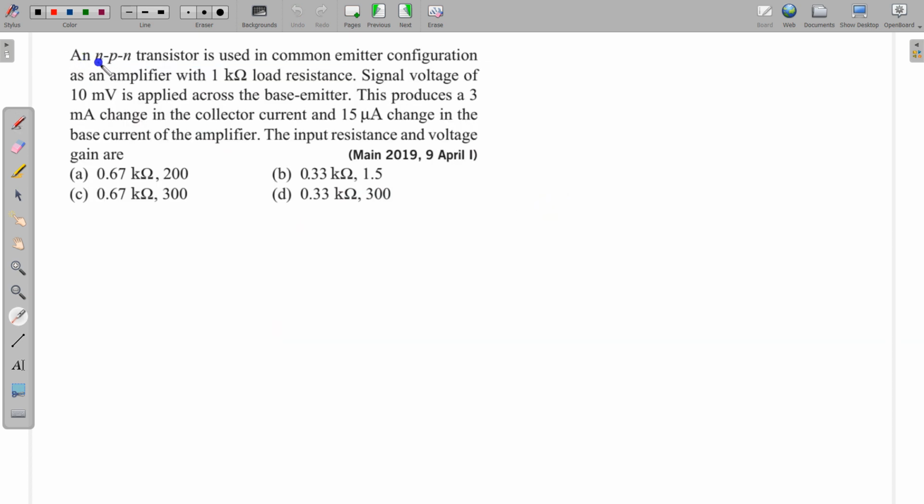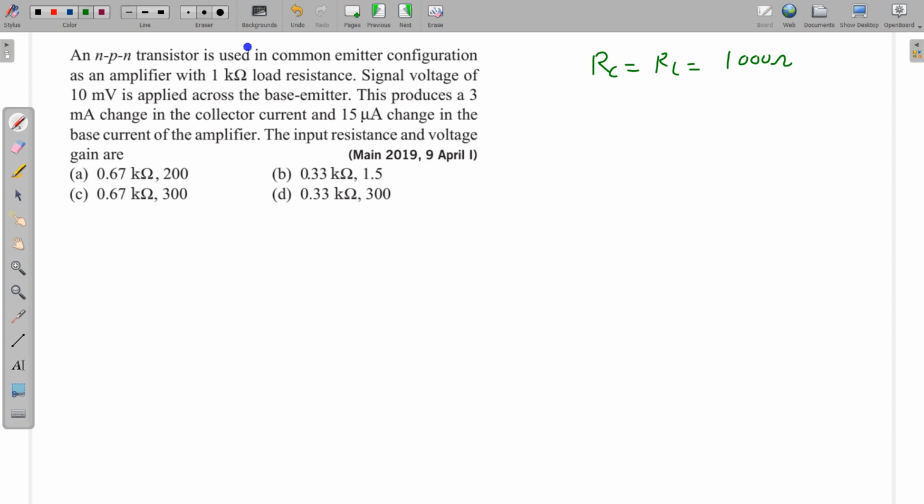So let us take a problem. An NPN transistor is used in common emitter configuration as an amplifier with 1 kilo ohm load resistance. As we used RC in the output circuit, RC is also known as load resistance. So RC or RL is equal to 1 kilo ohm, 1000 ohm, as given in the question.